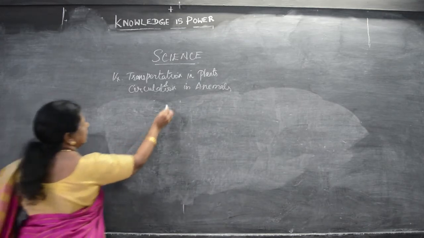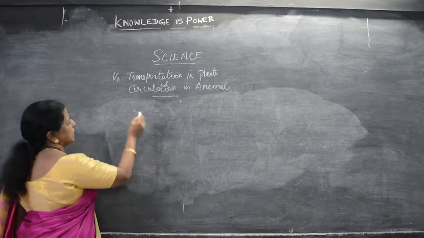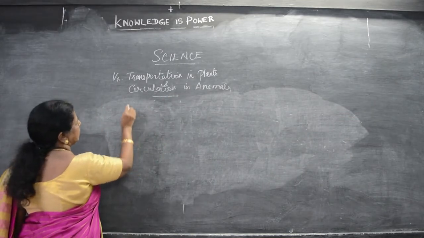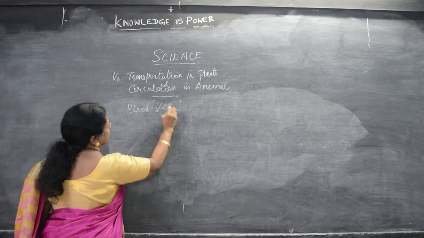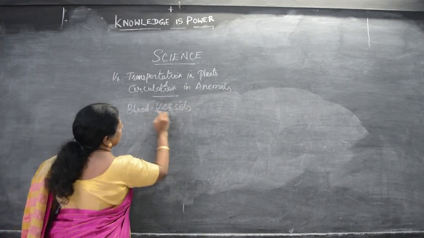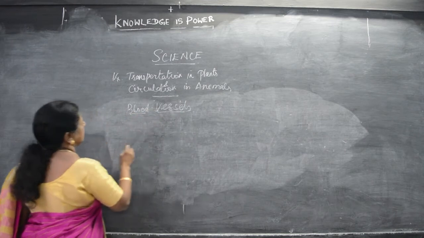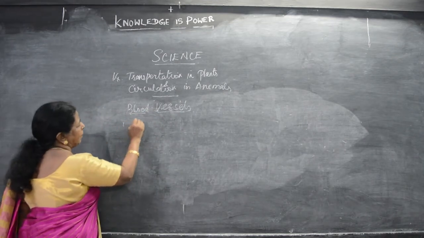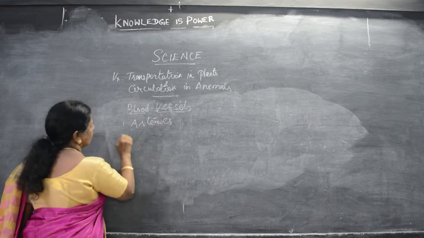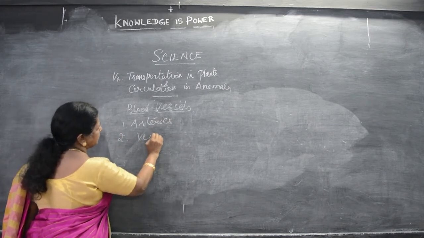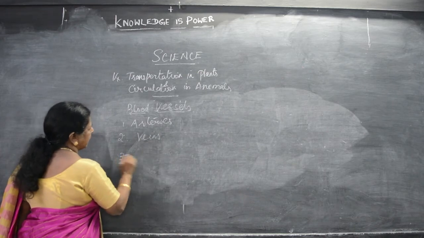Next, just before we have seen blood components, now we have to see blood vessels. They carry the blood. So, what are the blood vessels? Arteries, veins, capillaries.